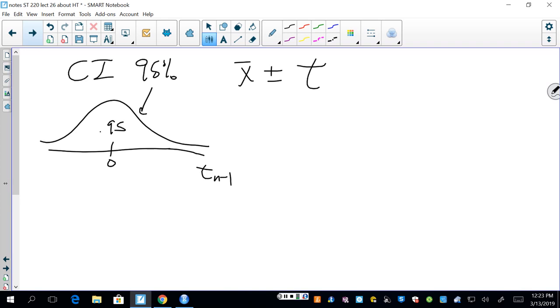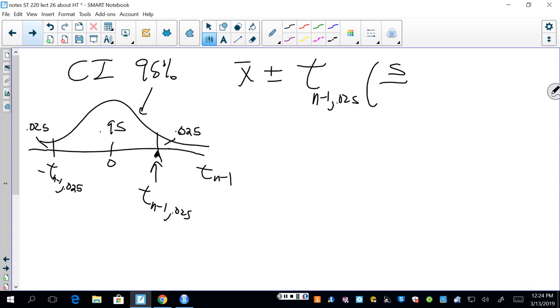We want the central 95%, and this is given as the upper 2.5% tail up here, 2.5% down on this side. This cutoff point here cuts off 2.5% above, and the negative of that, negative t sub n minus 1, 0.025, cuts off 2.5% below. That's the critical value that gets put in there, t sub n minus 1, 0.025, and we multiply that by the standard error, s over the square root of n. And so any value of mu inside that confidence interval is considered plausible. Right?